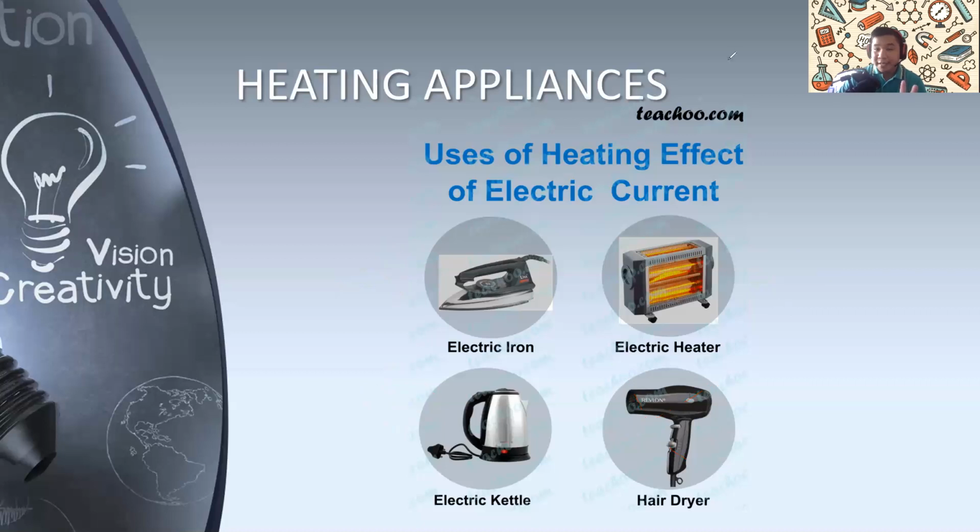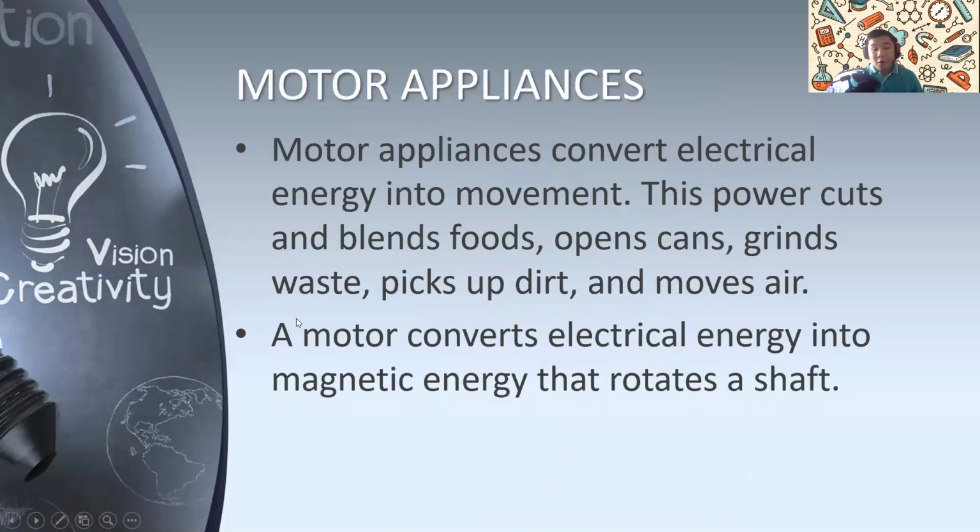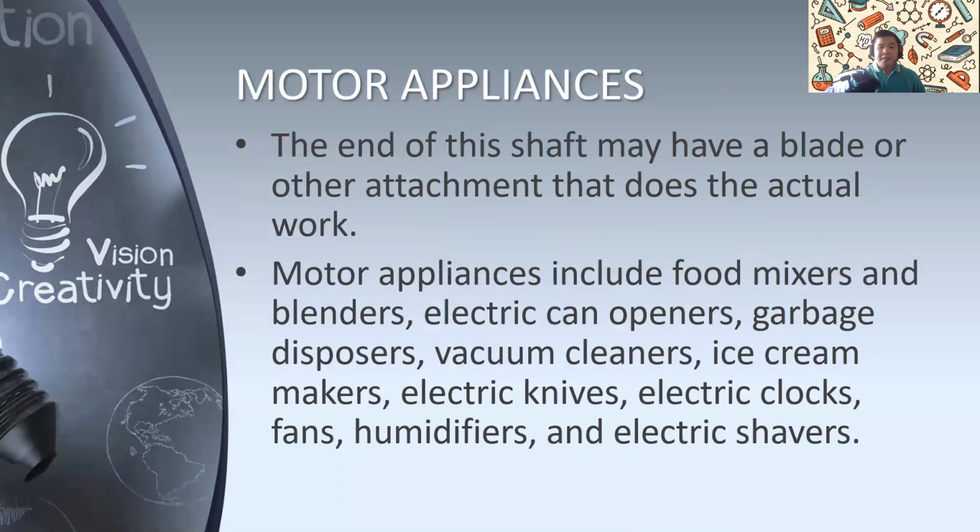Now, let's go to the next type of appliance, the motor appliances. Motor appliances convert electrical energy into movement. This power cuts and blends food, opens cans, grinds waste, picks up dirt, and moves air. A motor converts electrical energy into magnetic energy that rotates a shaft. The end of this shaft may have a blade or other attachment that does the actual work.